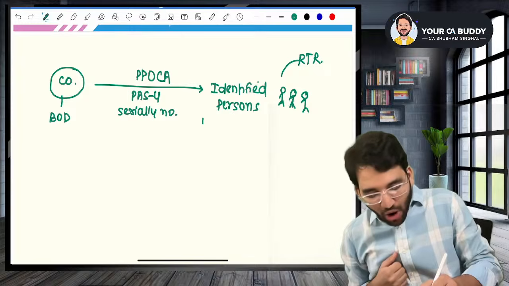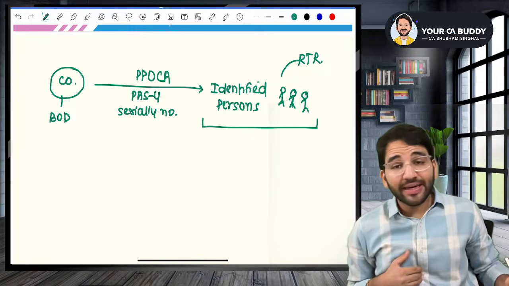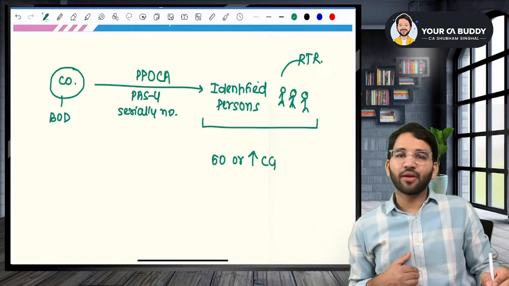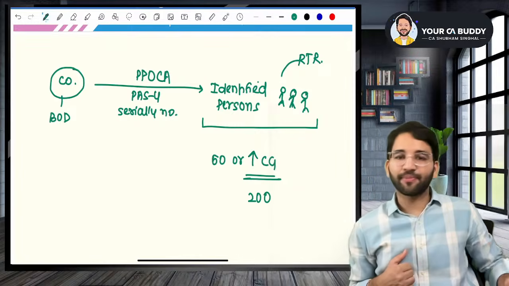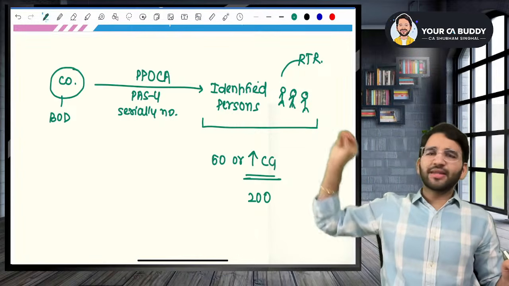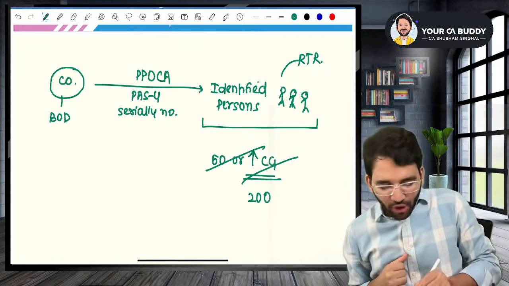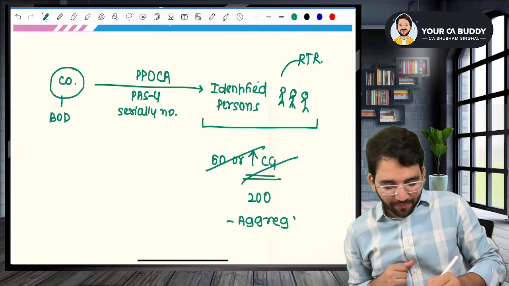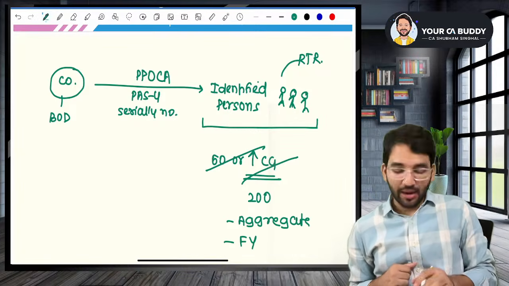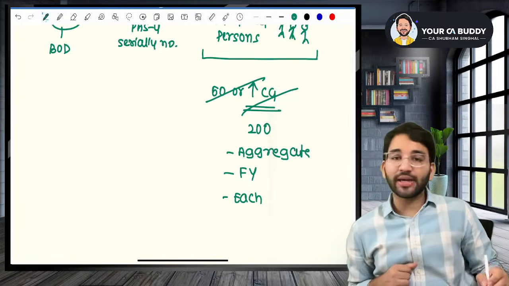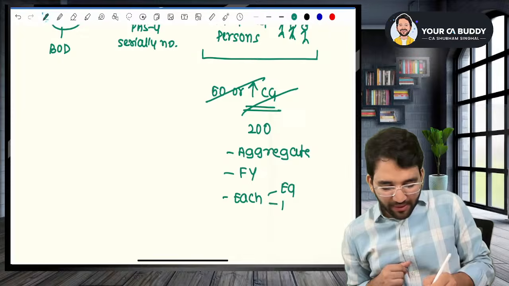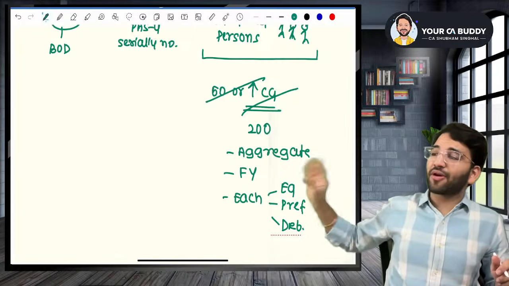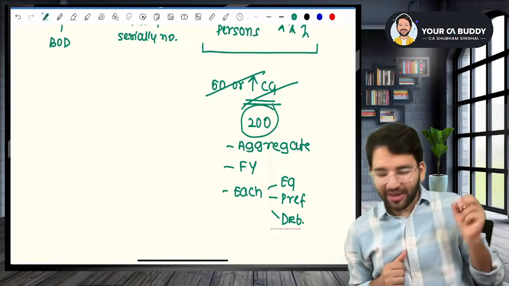Now the question is, sir, to how many persons can you make this offer? So law said that this offer can be made to 50 persons or such higher number as CG may prescribe. So CG prescribed a number of 200. But the limit is not so simple, sir. Focus on the 200. This 200 is in aggregate for a financial year. And this is for each kind of security, which means what? For equity 200 is the limit, for preference shares 200 is the limit, and for debentures 200 is the limit.